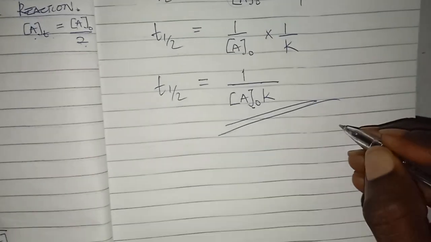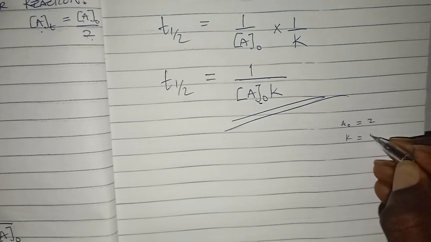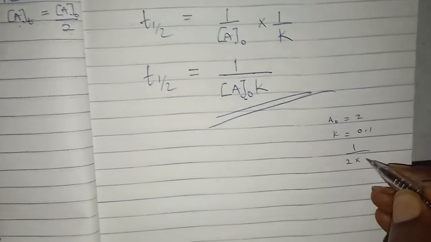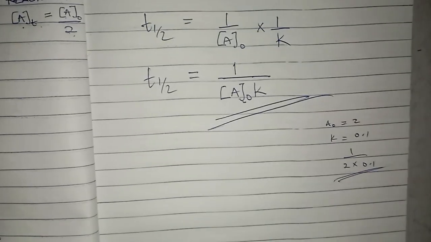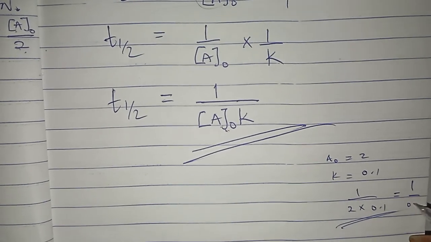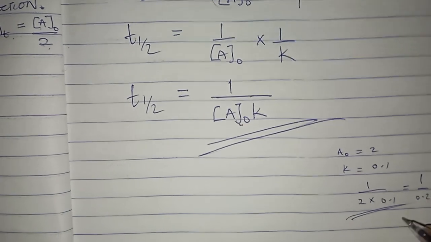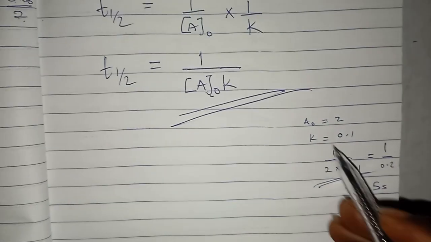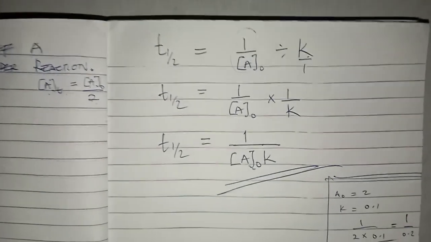So let's say they gave me maybe initial concentration to be 2 and K to be 0.1. All I need to do is to come and do 1 over 2 times 0.1. Whatever I get, that's my answer. Let's see if we can solve it. So this should give me 1 over 0.2, and 1 divided by 0.2 is going to give me 5. So 5 seconds. So my T half is going to be 5 seconds in this kind of case. Let's say they give me this kind of question. So there you have it.